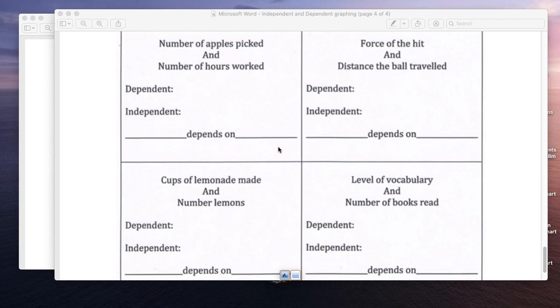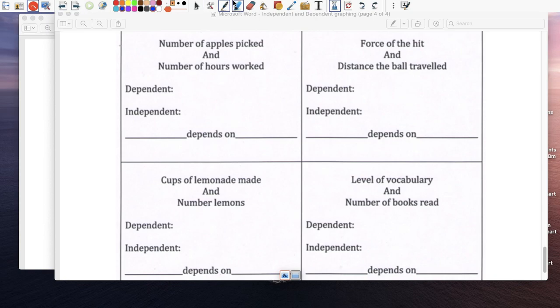Number of apples picked, the total number of apple picks, and the total number of hours worked. So I'm going to say that the number of apples that you pick will depend on the number of hours that you work, right? So the dependent is the total number of apples, and the independent is the number of hours.